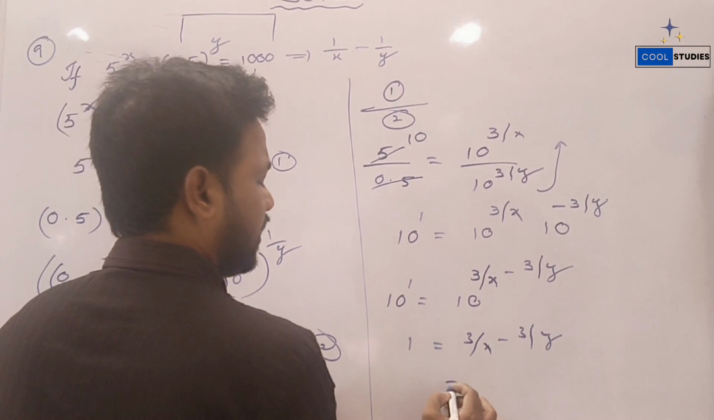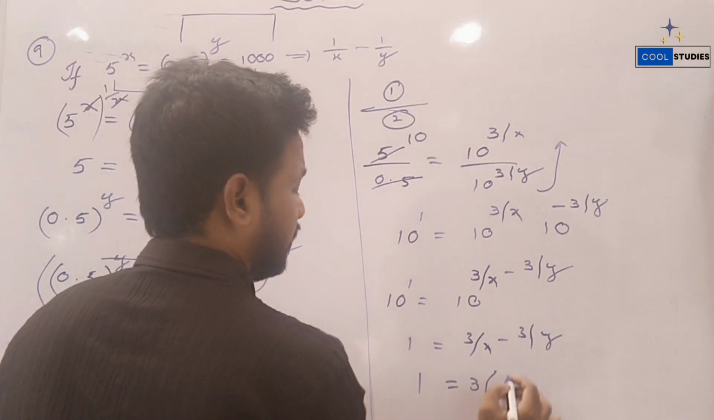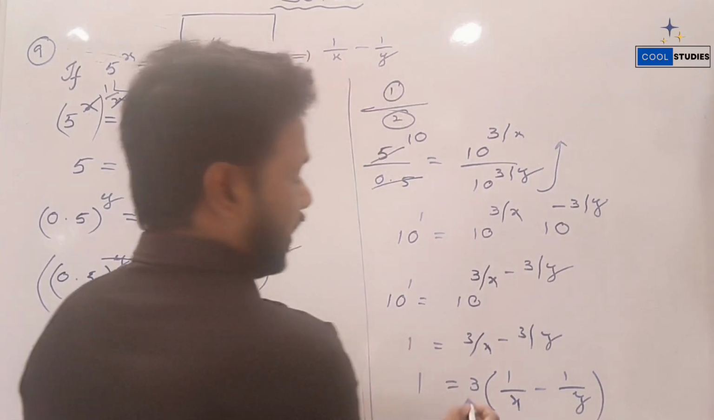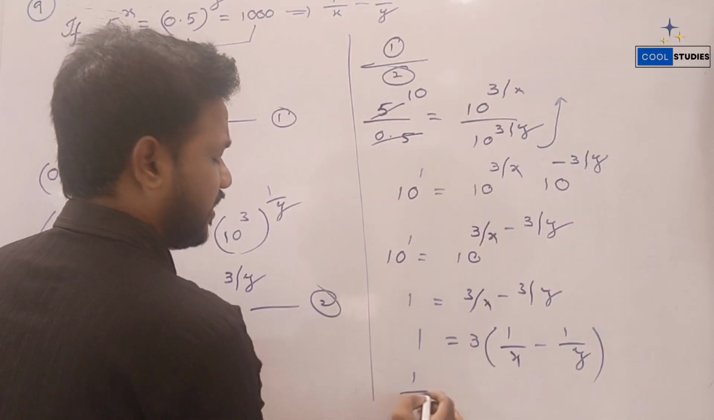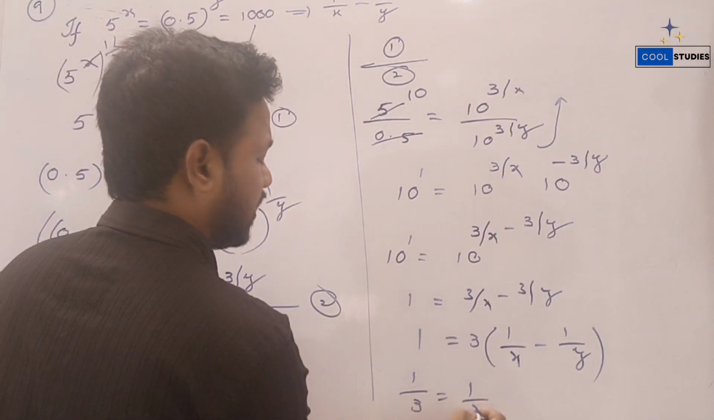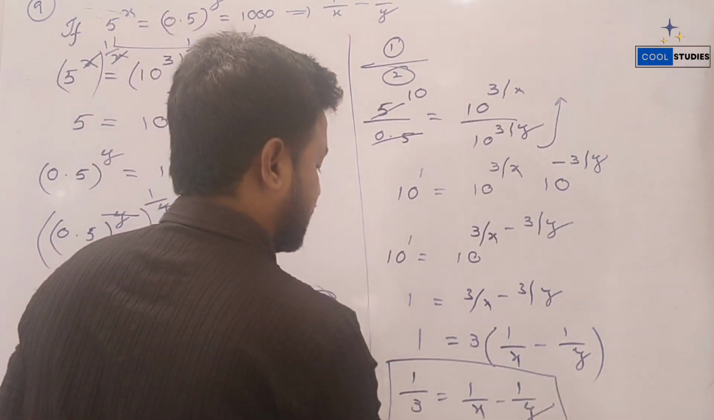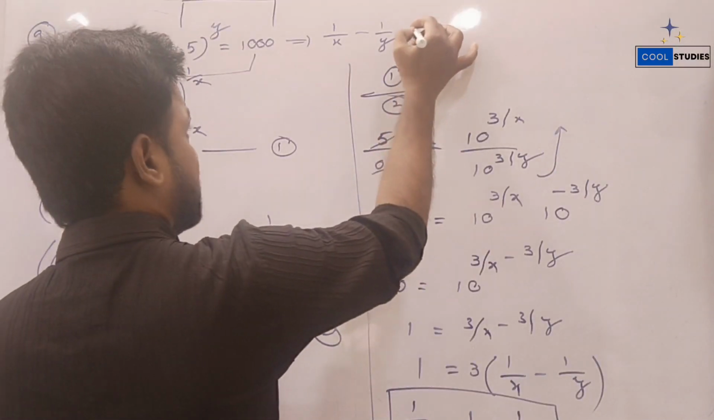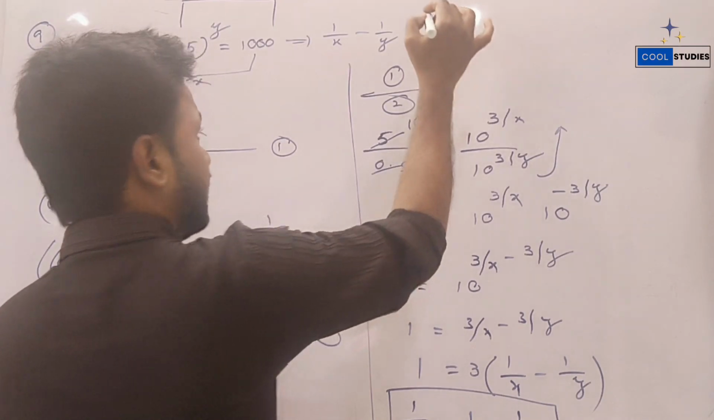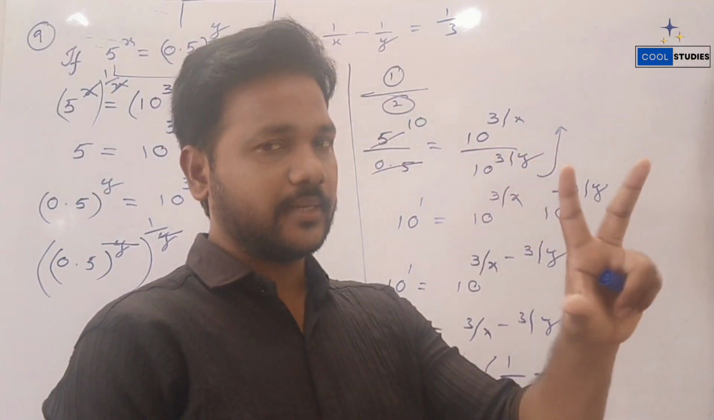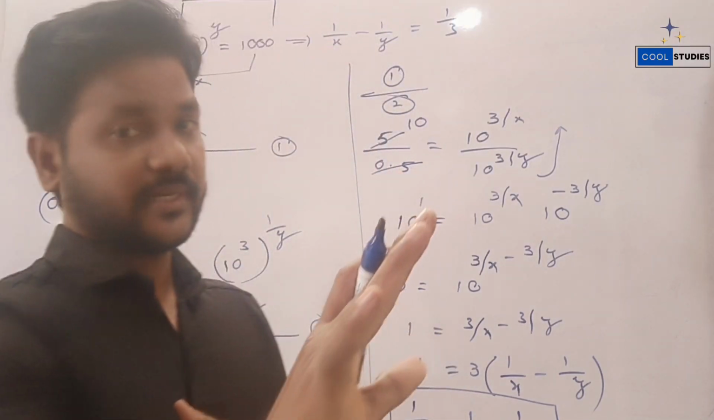Let us take 3 common. So 1 by x minus 1 by y, into 3. If we transpose it, 1 by 3 is equal to 1 by x minus 1 by y. So we got the final answer: 1 by x minus 1 by y is 1 by 3. Finally, 1 by 3 is the answer. This is the procedure here.